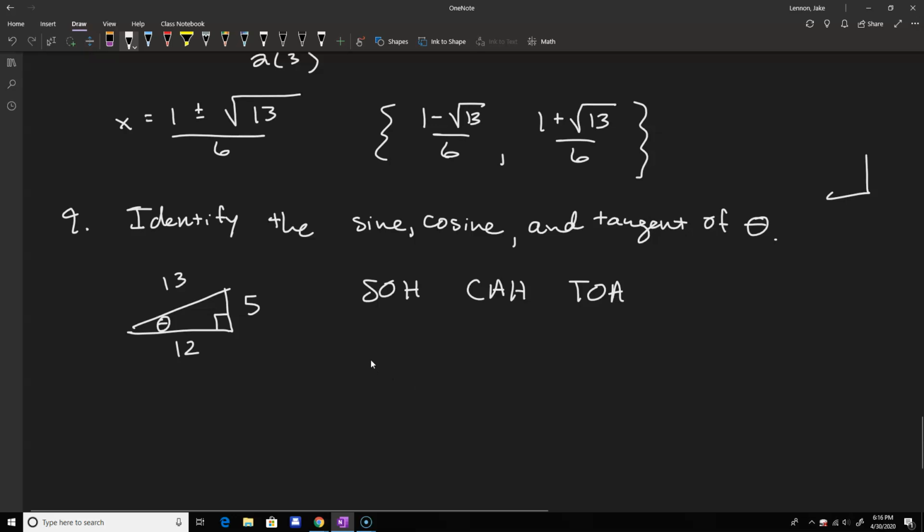So our three trig ratios they want us to identify based on where theta is located. 5 is the opposite, 12 is the adjacent, and the hypotenuse is the longest side, 13. So the sine of theta will be 5 over 13. The cosine of theta is the adjacent, 12 over 13, and the tangent of theta is the opposite, 5, over the adjacent, 12. And that's it. Those three ratios are what they're asking for. This is all of our work right here. The diagram was given to us.